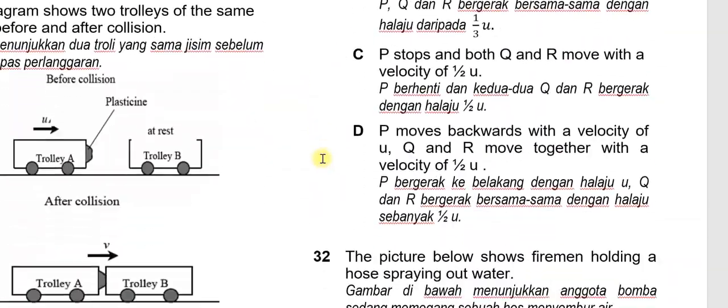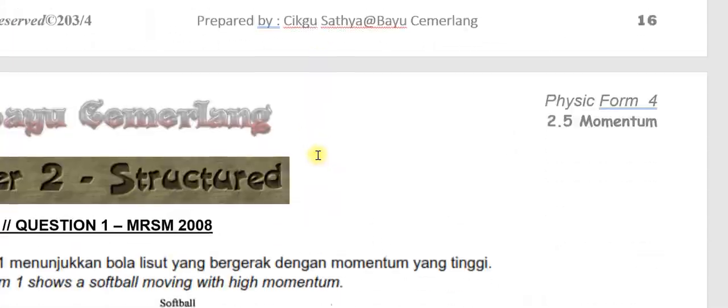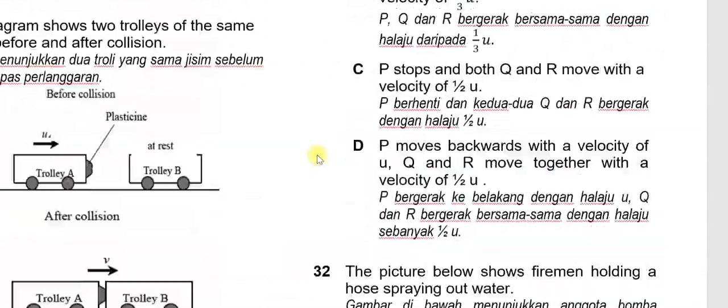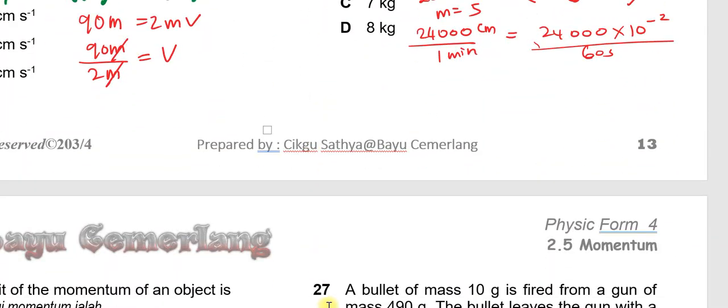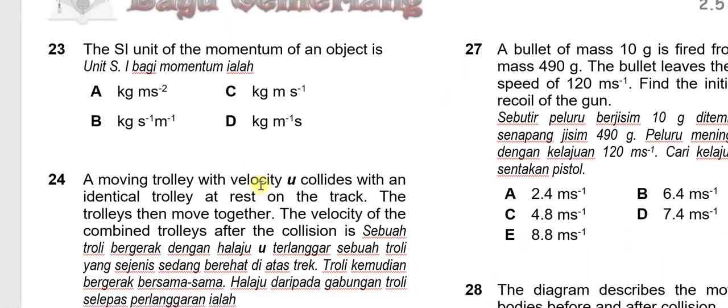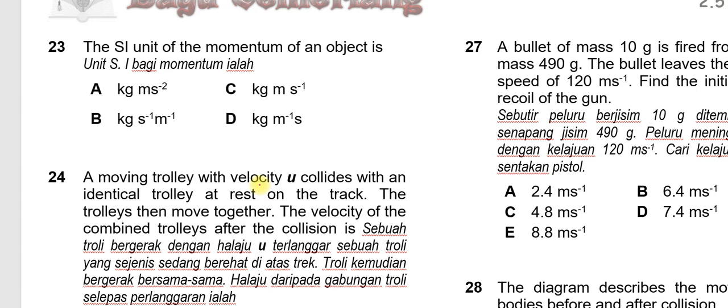I give you so many questions because you need to train this a lot, you know. Momentum is very, very tricky and definitely one of the favorite topic in the exam. Okay, SI unit for the momentum. Baru dia tanya tengok. SI unit P equal to mv, what? So mass is kg, velocity is ms -1. So C is the answer.